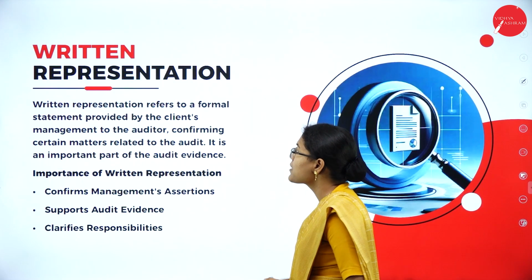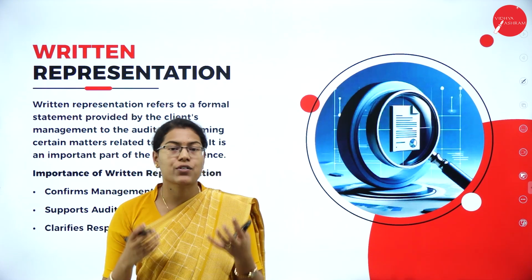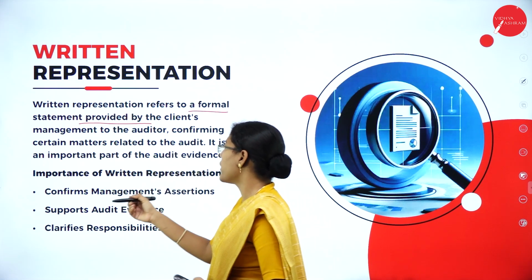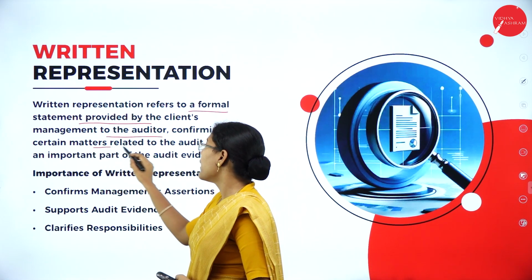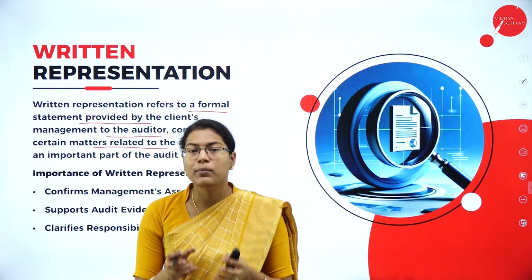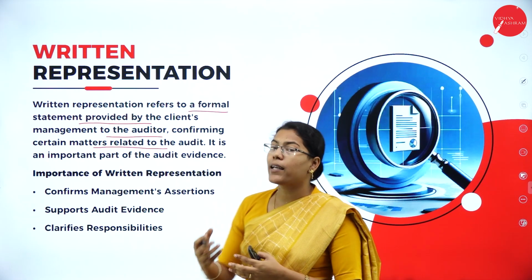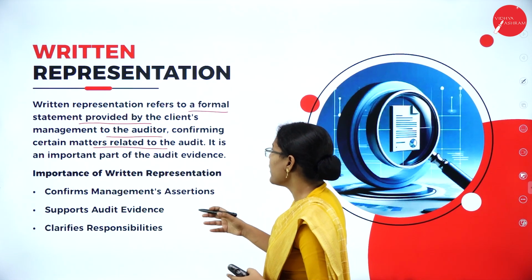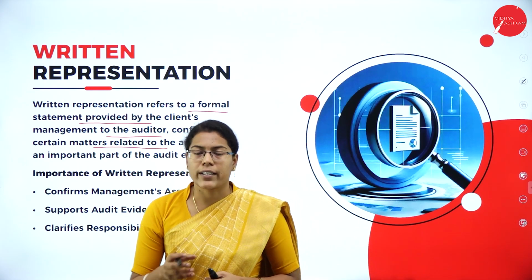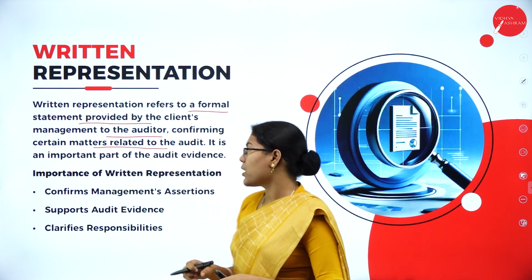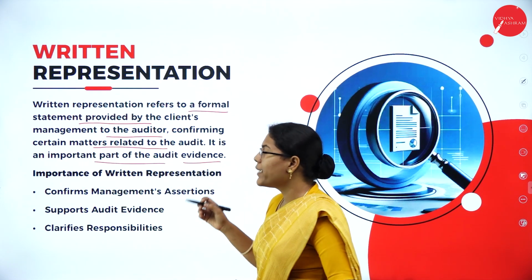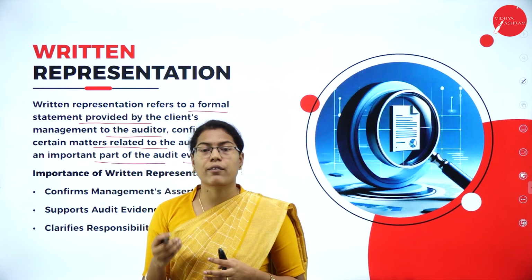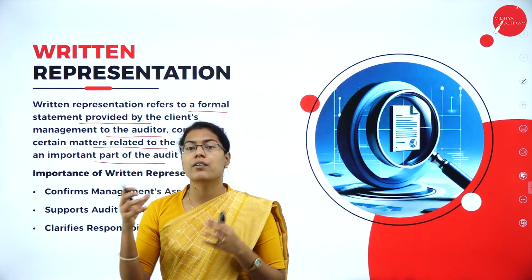Moving on to the next concept, that is written representation. So what is written representation all about? Written representation refers to a formal statement provided by the client's management to the auditor confirming certain matters related to the audit. So it is a written formal representation or a document that is given by the management of a particular business to the auditors, related to the matters of the audit or the financial statements. This written representation also serves as an important part of the audit evidence because it contains whatever the management claims regarding its assets or the financial statements. So again, this information also serves as audit evidence.